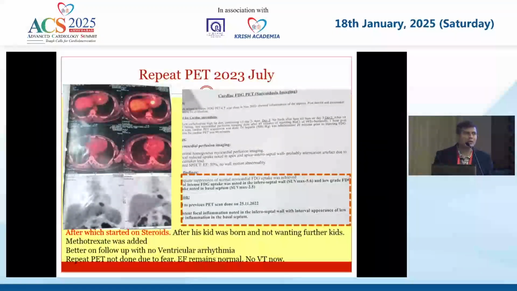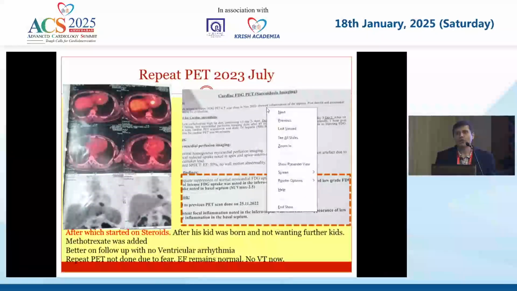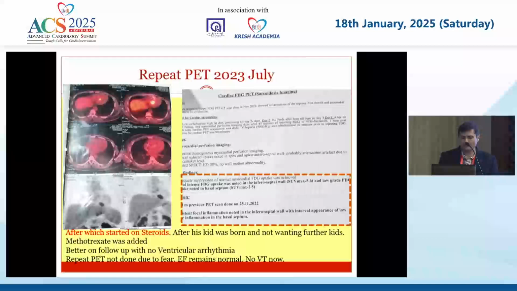PET scan showed an increase in the uptake. We had advised steroids, but then he said, I did not take steroids because it was my marriage at that time. So he did not take steroids. He failed to take the treatment for sarcoid. He ended up with a VT. So if you don't treat these patients early enough, they end up having more disease, and later on they may also develop LV dysfunction further.